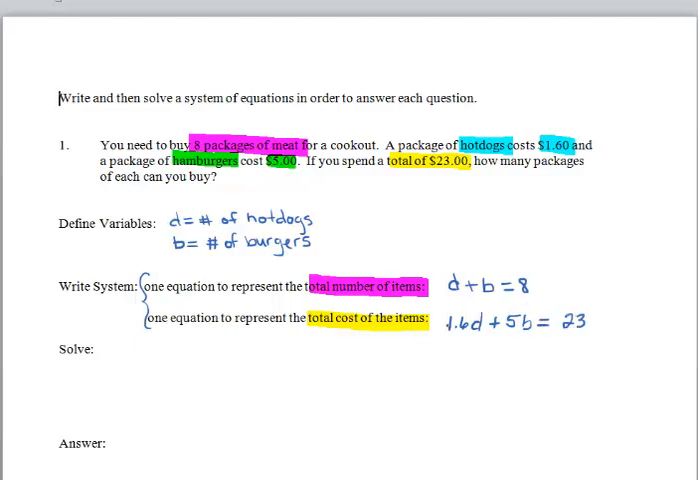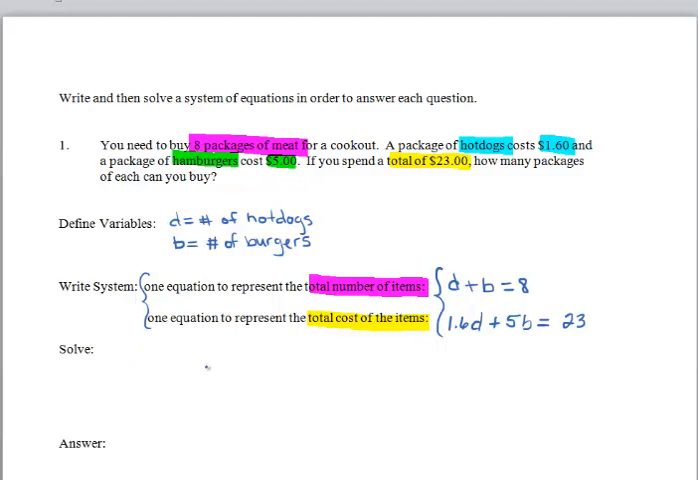So notice all of these, $1.60, $5, and $23, were all dollar amounts. The 8 was something totally different. Nothing in here has any dollar amounts because we're not talking about the value, we're talking about the total number. These two equations create my system. And now I can solve in any manner that I want using either substitution or elimination. I tend to use the elimination method for each of these, but you could easily use the substitution method.